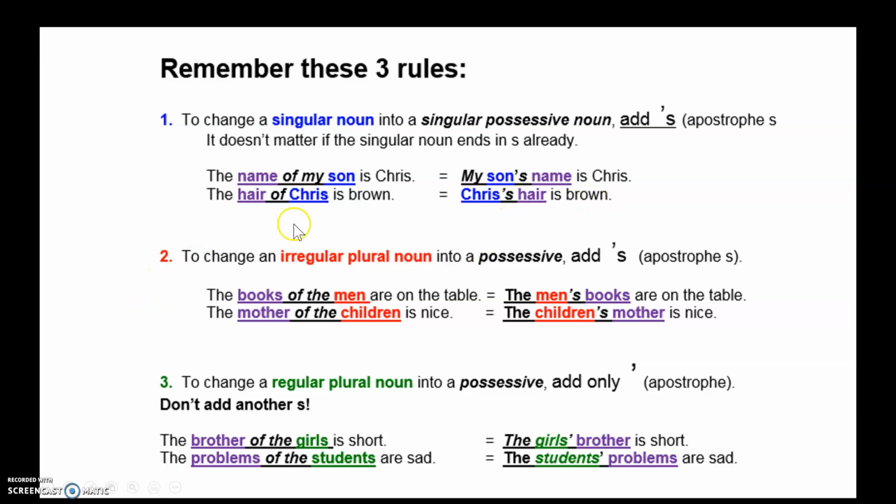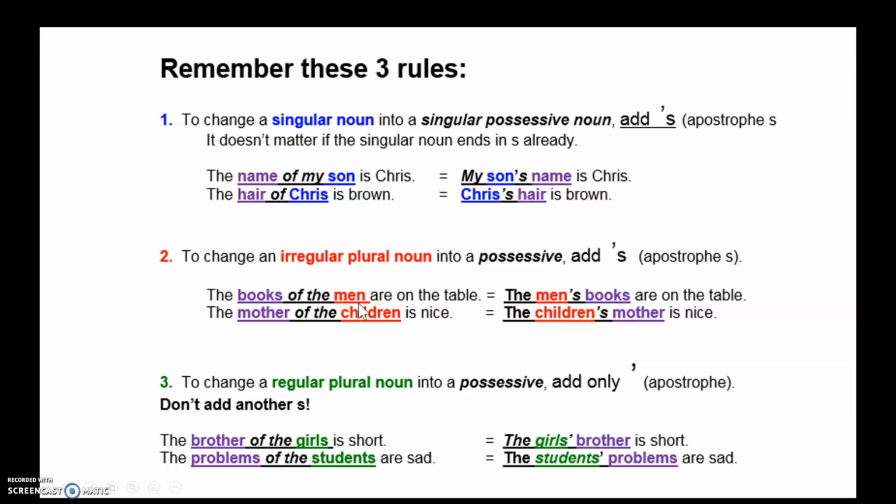To change an irregular plural noun into a possessive, you're going to add apostrophe s as well. So the men's books are on the table. Men is already plural, but you're going to add apostrophe s to the end of it to indicate possession. The same with children's. If it already ends in s, then you don't add an additional s to it.